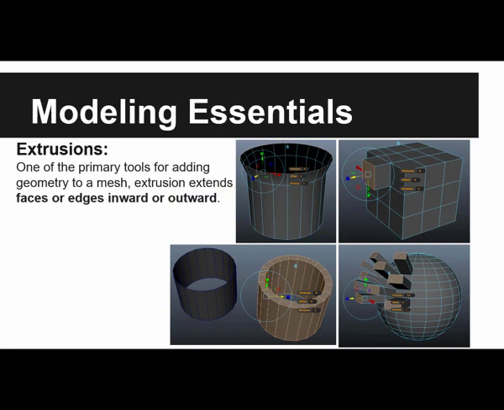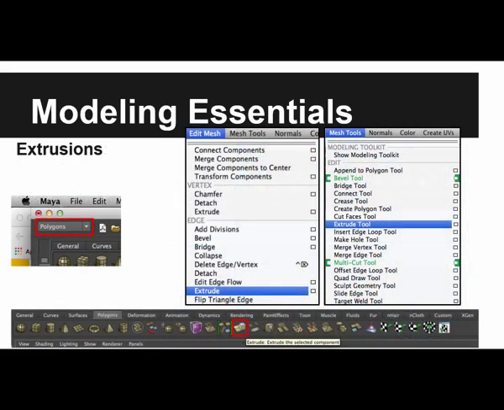So once you start modeling, here are some essentials. Extrusions. One of the primary tools for adding geometry to a mesh, extrusions extend faces or edges inward or outward. Here is how you can find the extrude tool in Maya. Maya 2018 and 2019 are a bit updated, but the mesh tools and edit mesh functions are basically where you could find extrude. You can also find it in the modeling toolkit.